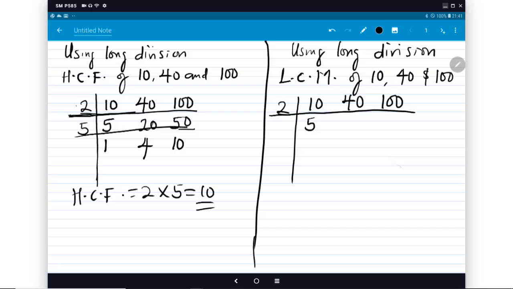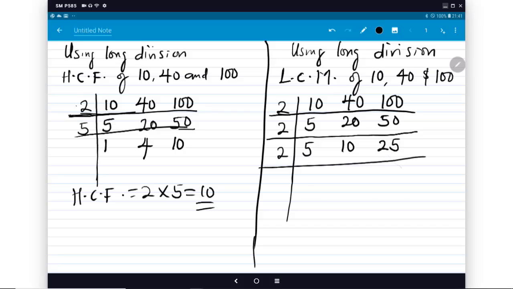So 2 in 10 we have 5, in 40 20, in 100 50, and I can go with 2 again because 2 can divide 20 and I can also divide 50. But 2 cannot divide 5, so I still have 5. And in 20, I have 10. In 50, 25. I can still go with 2 because 2 can go in 10, so I have 5. In 10, 5. In 25, I still have my 25.